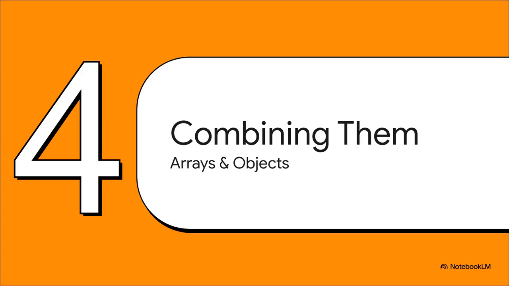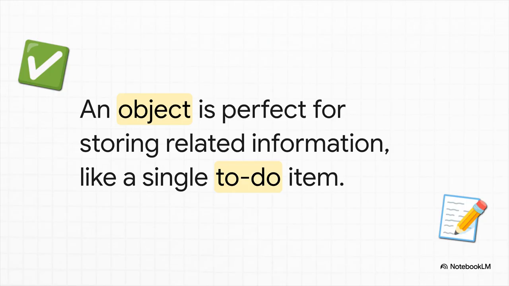Okay, so arrays are fantastic for lists. Objects are fantastic for details. But the real magic, I mean the true power, happens when you stop thinking of them as separate things and start using them together. Let's think about a to-do list app. A single to-do item has a few different pieces of information, right? It needs an ID, it needs the actual task description, and it needs to know if it's been completed or not. An object is the absolute perfect tool to group all that related info together.